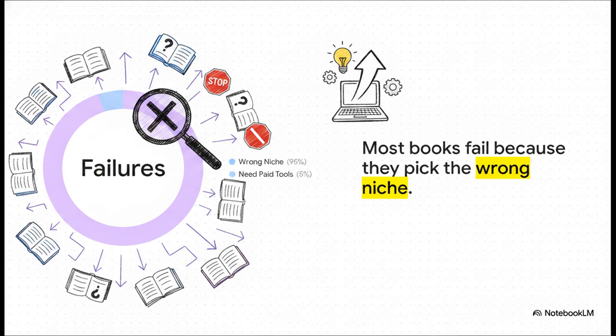The overwhelming majority of KDP publishers fail simply because they skip this crucial step entirely. They just write whatever they feel like writing. Look at that massive slice of the chart. That represents books that failed specifically due to picking the wrong niche. And that tiny, almost invisible sliver? Yeah, that's the amount of failure that can actually be blamed on a lack of expensive software. You don't lack tools, guys. You just need a better research process.